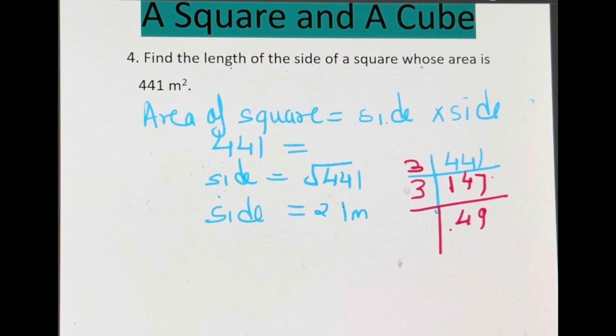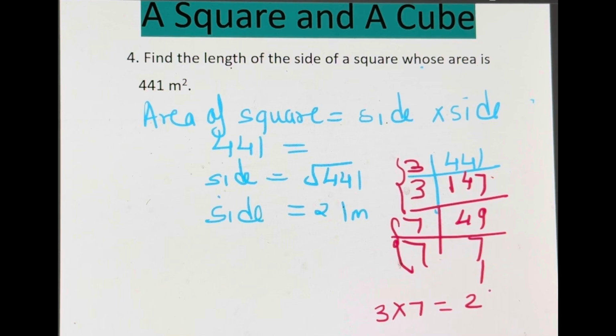Now 49, you already know, 7 sevens are 49, and you form pairs. So out of this, 1, 3 and 7, so 3 into 7, you can find out the square root this way also. But for smaller numbers, you can write the answer directly. Side is equal to the square root of 441, and the square root of 441 is 21 meters, right?